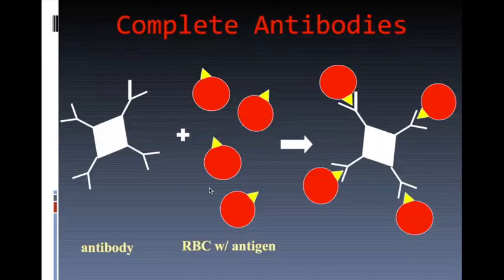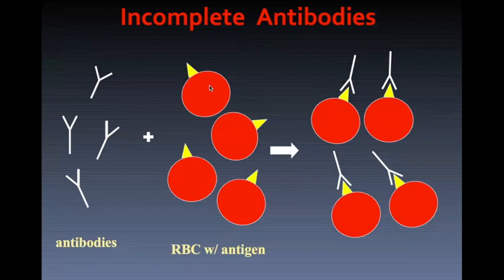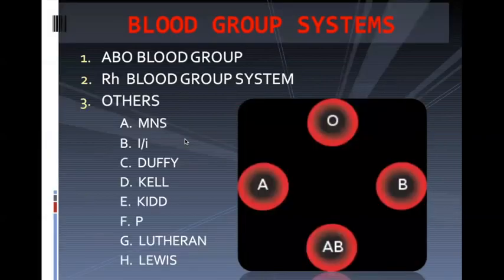Now, there are also types of antibodies. Complete antibodies: the antibody plus an RBC with antigen connecting together, which means they only have one antibody. While an antibody plus an RBC with antigen that has its own antibody is what we call incomplete antibodies.